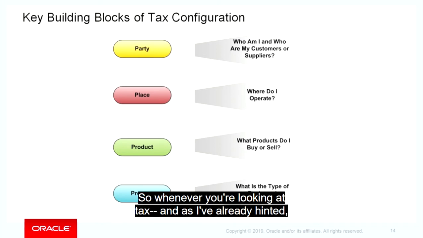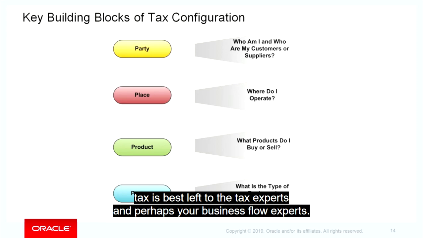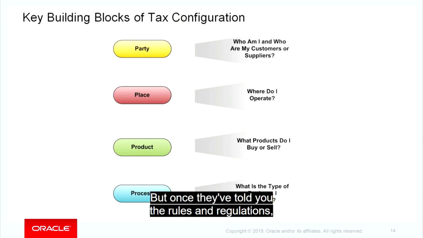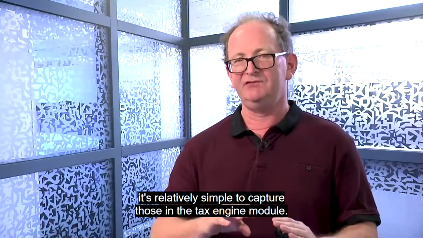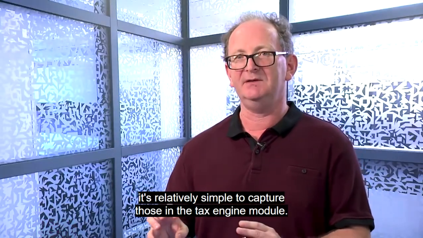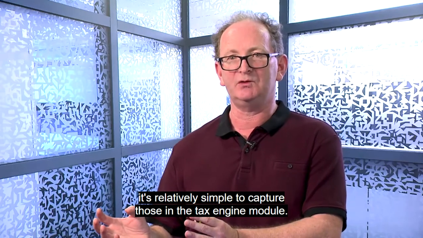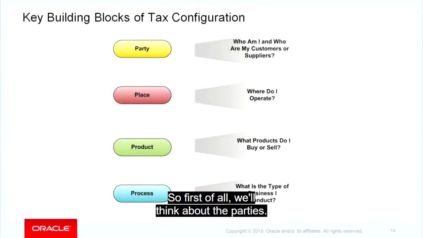So back to looking at our determining factors, then this is the key building blocks. So whenever you're looking at tax, and as I've already hinted, tax is best left to the tax experts and perhaps your business flow experts, but once they've told you the rules and regulations, it's relatively simple to capture those in the tax engine module. So first of all, we'll think about the parties. So who am I? What customer suppliers do I have? Place, where do I operate? What types of product? And the type of process.